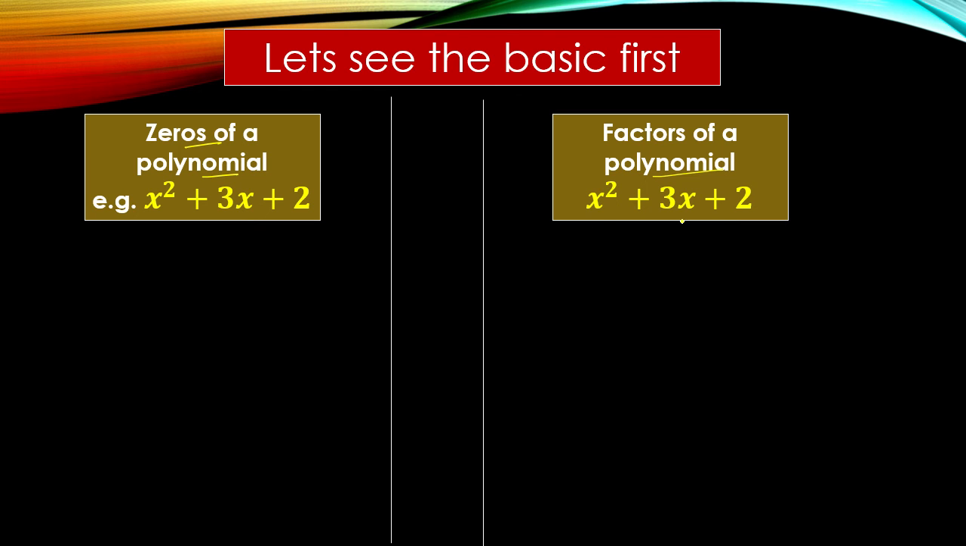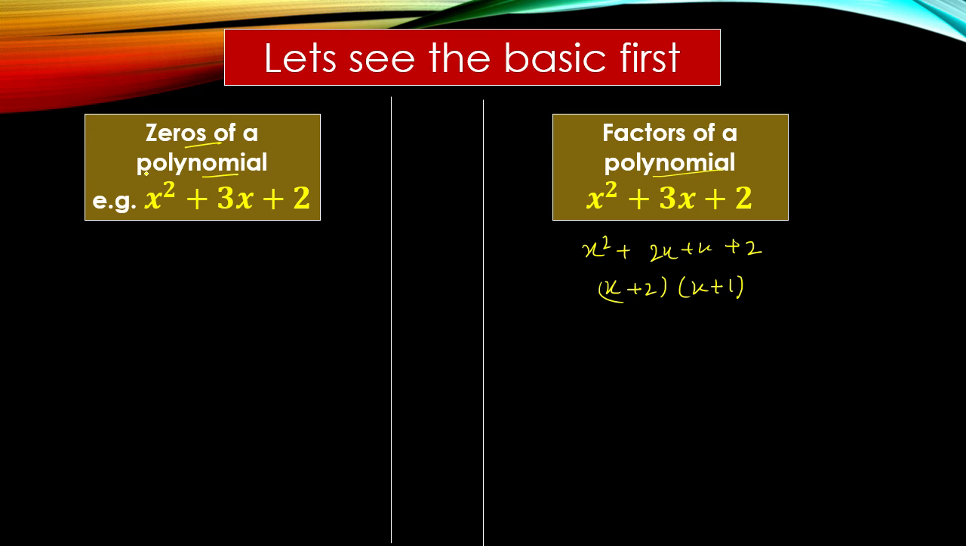Let's see. First of all we can get the factors of the polynomial by splitting the middle term. So we are splitting the middle term, that is 2x plus x are the splitting parts of the middle term. If we find the factors, we will find x plus 2 and x plus 1 are the factors of the polynomial.